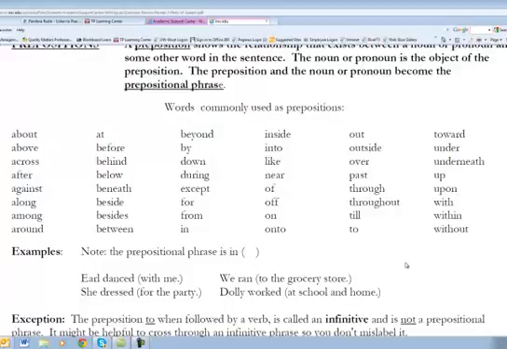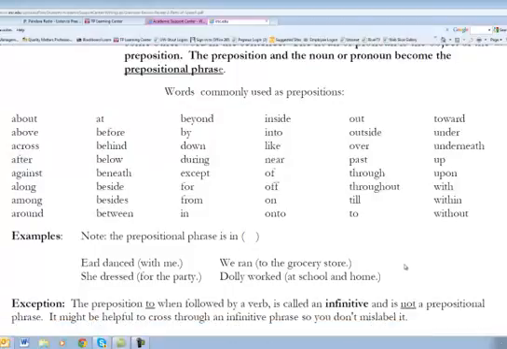So it would be really helpful for you to familiarize yourself with common prepositions, and remember that when you identify a preposition, you should go one step further and identify the prepositional phrase, so that you get into the habit of seeing that part of a sentence, the phrase, in comparison to the rest of the sentence.